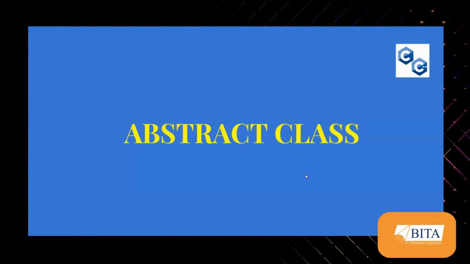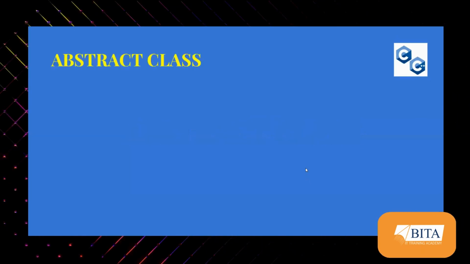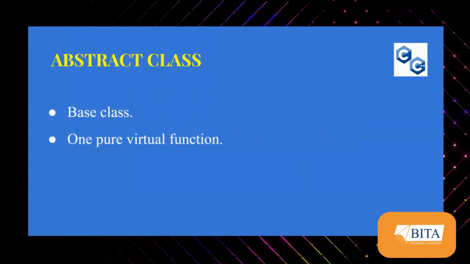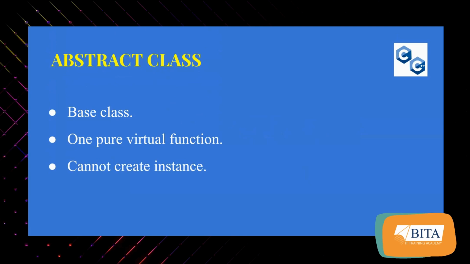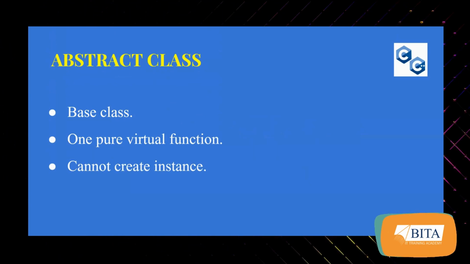Hello all. So now we'll be learning about the abstract class in C++. An abstract class is always a base class and it has at least one pure virtual function, and we cannot create an instance of the abstract class.